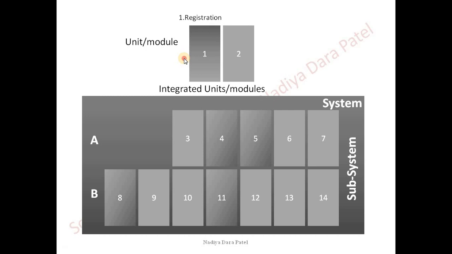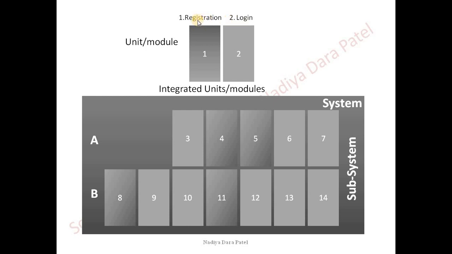Now let us understand this with one example. Say for example, the system is of a shopping website and there are two small modules from these 14 modules. The first module is of registration, user registration, and second module is login. So what you are supposed to do, you are supposed to register a user before asking him to log in.